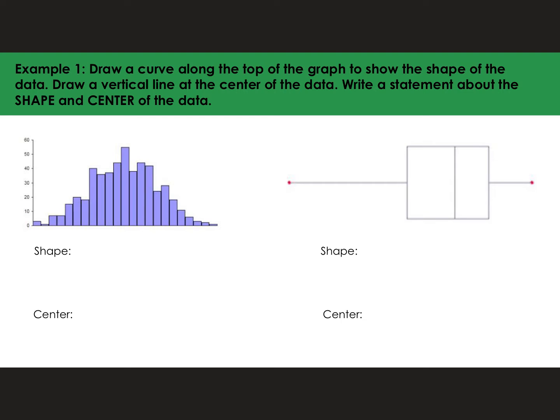Draw a curve along the top of the graph to show the shape of the data. Draw a vertical line at the center of the data. Write a statement about the shape and center. After I draw the line, I can see that it's pretty much in the center. So we would say the shape is symmetric.